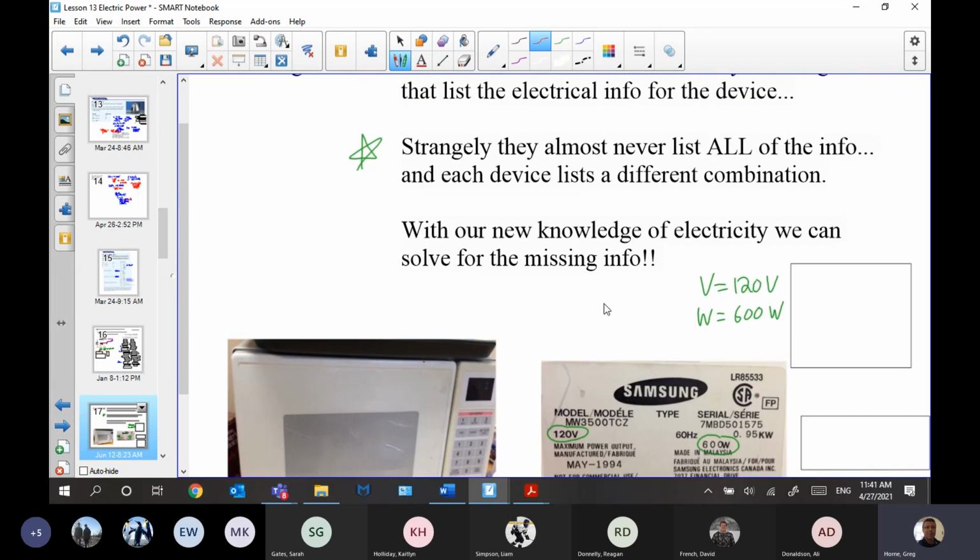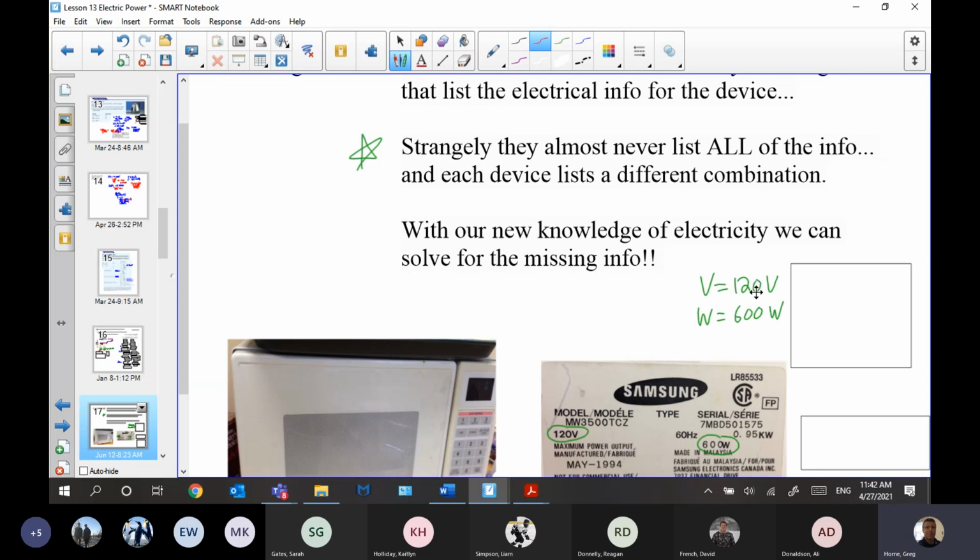And the neat thing is that on all these CSA tags, there's always going to be one thing missing. And so our new knowledge of electricity allows us to solve for missing info. You actually have a whole bunch of little physics questions around your house. Just look at the CSA tag info on the back of your printer, the adapter for your printer, the adapter for your computer, the label on the bottom of your toaster. Every device that plugs in will have information somewhere on it, but they almost always leave something out.